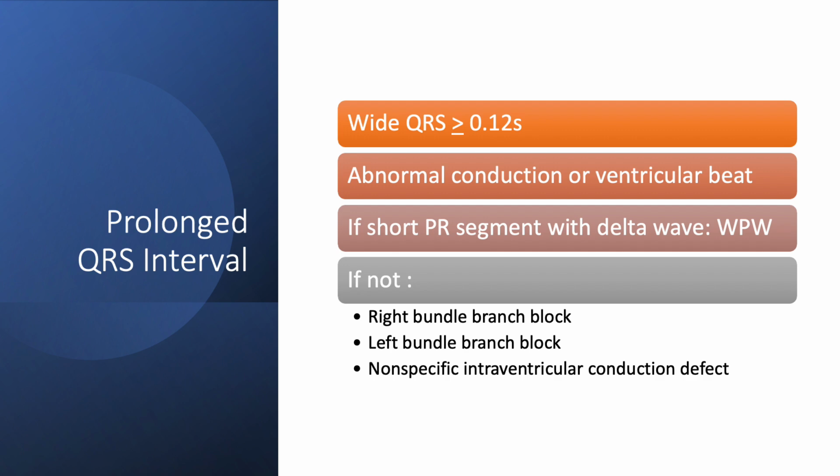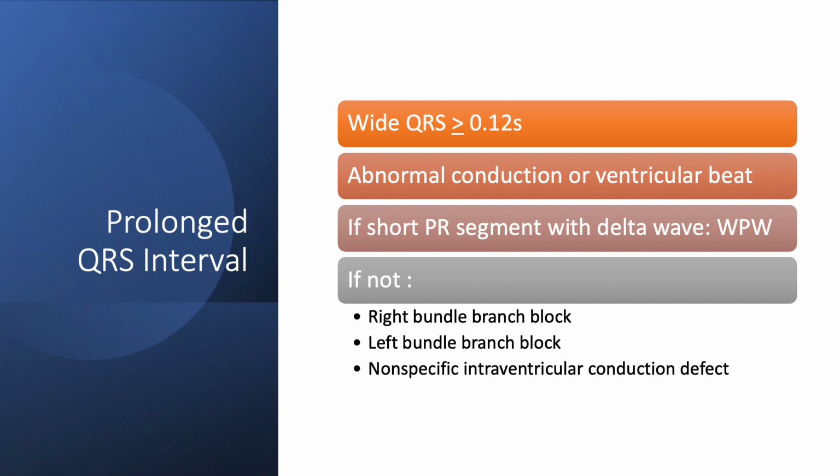As we move toward the QRS interval, as a reminder, the normal QRS interval is less than 120 milliseconds or less than 3 small boxes on the EKG. So a prolonged QRS interval is 120 milliseconds or more. If you have a prolonged QRS, you either have abnormal conduction, meaning a bundle branch block or a nonspecific intraventricular conduction delay, or we have a ventricular beat, meaning that the impulse for the depolarization is coming from the ventricles as opposed to above the AV node.